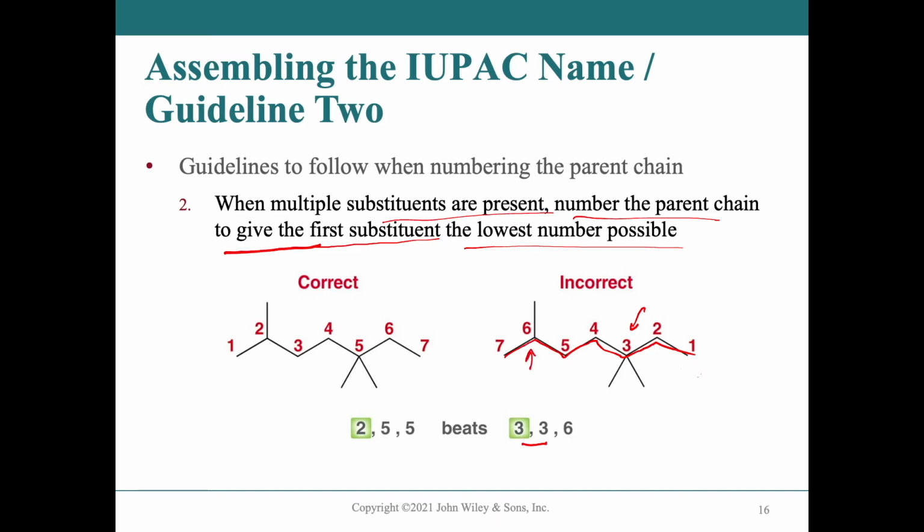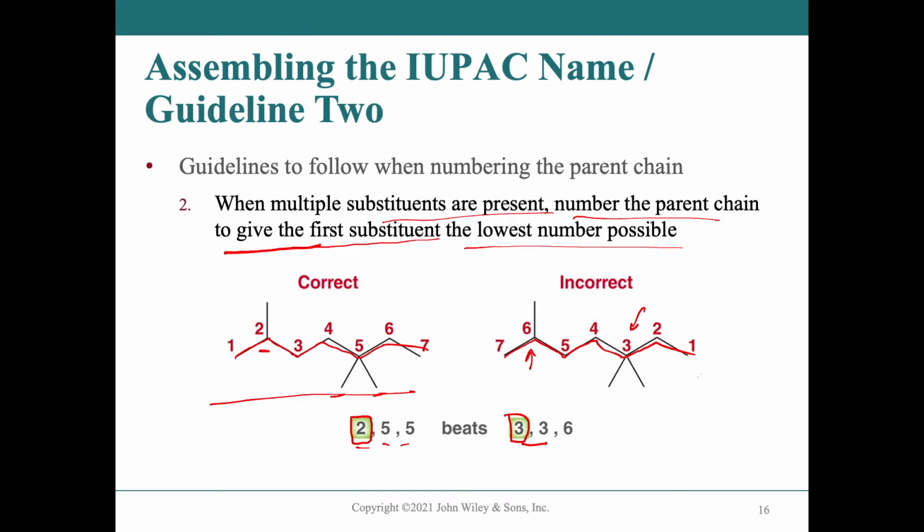But here on the correct one, we go 1, 2, 3, 4, 5, 6, 7, right? The first substituent is on 2, and then the other 2 substituents, the 2 methyl groups, are on 5, right? 2, 5, 5. So the lowest number of carbon here is going to be 2, which means this is the correct one, right? That's the correct one, okay?